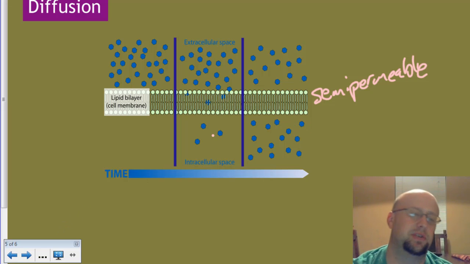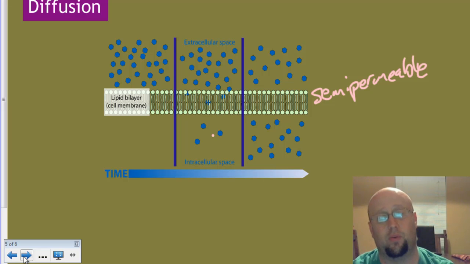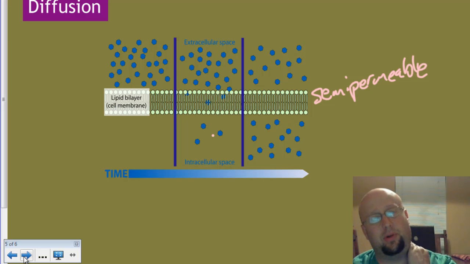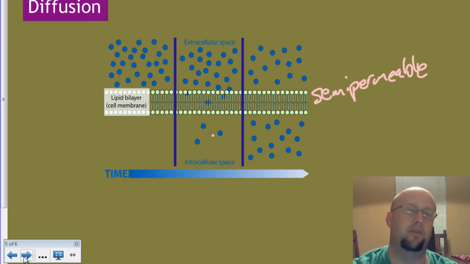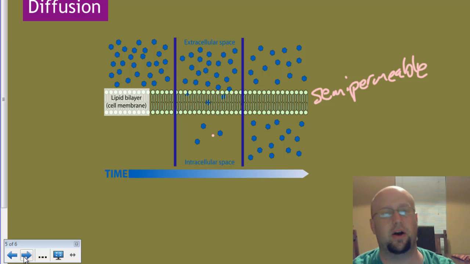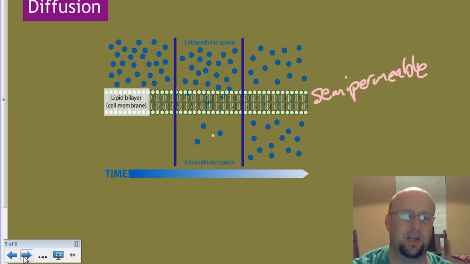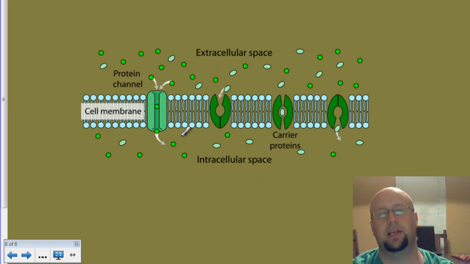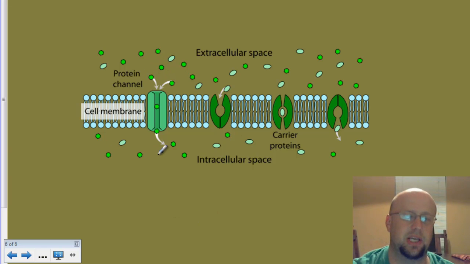Now, the problem is, of course, that not everything is small and non-polar. A lot of things aren't. In fact, water is one of those things that it doesn't work that way for. Water is very polar, so it doesn't get through the membrane very well. And all of the foodstuffs and ions and stuff like that the cell needs can't diffuse through that lipid bilayer on their own. So how do they do it? Well, essentially they do it through these things called protein channels.